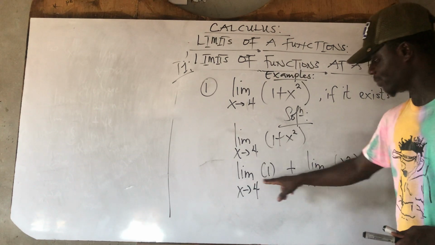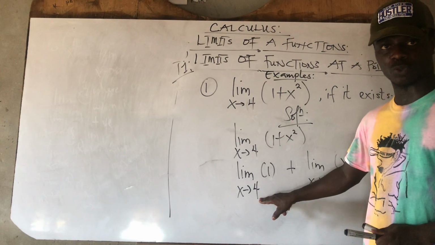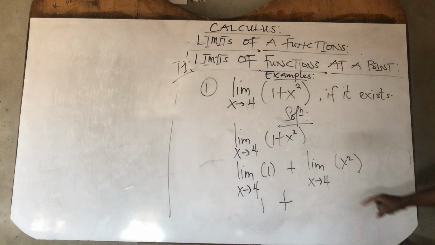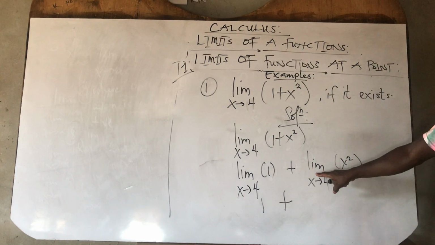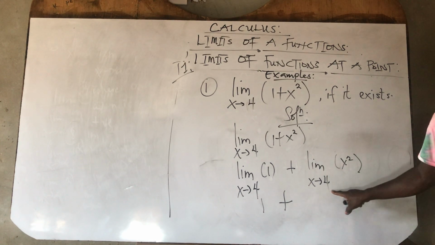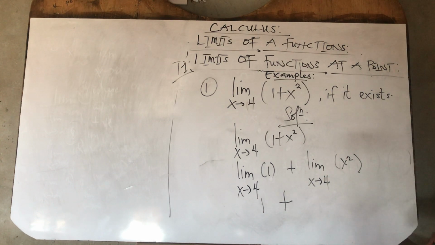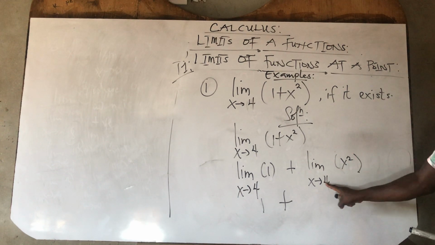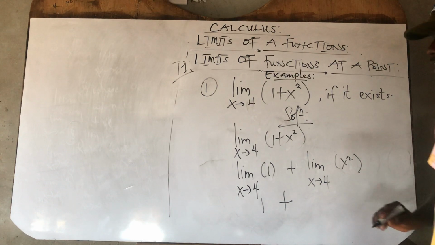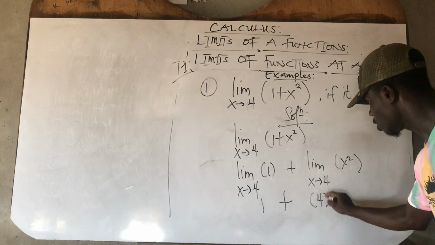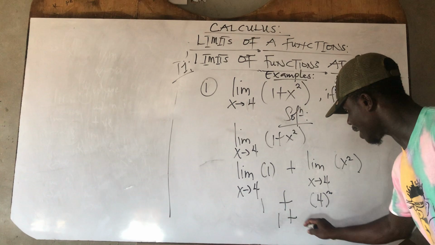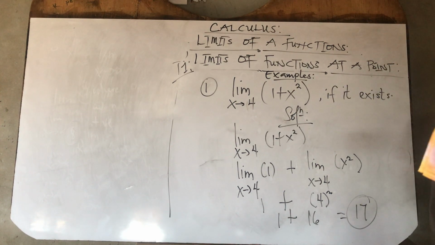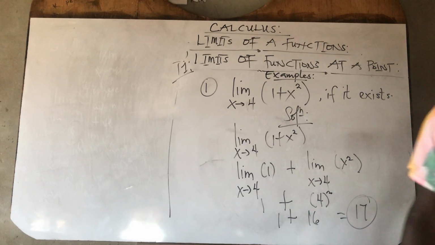So we know that the limit of 1 as x approaches 4 is the same thing as what? 1. Then plus the limit of x squared as x approaches 4. We can do direct substitution here, which is 4 squared, which will give me 1 plus 16, which is what? 17. Very, very simple.